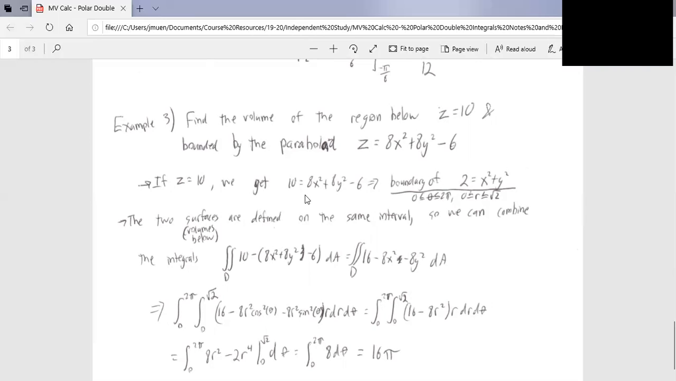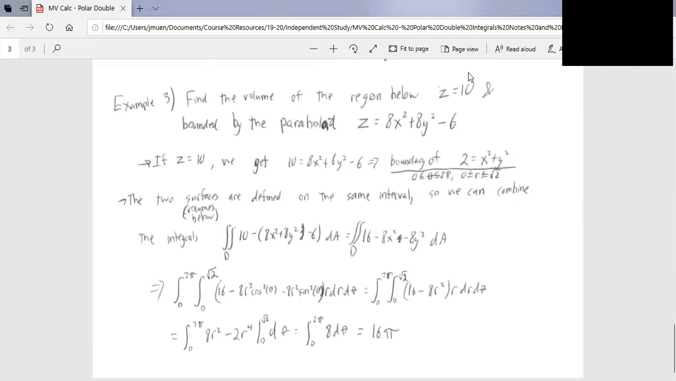10 equals 8x squared plus 8y squared minus 6, which just tells us that these two things meet on the circle 2 equals x squared plus y squared. So that tells us the boundary of the region that we're going to look at. So theta here, because this is a circle, is going from 0 to 2 pi. R, well, the radius here is always just going to be r squared equals x squared plus y squared, so r goes from 0 to root 2.